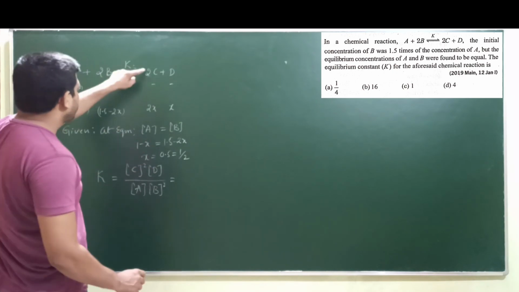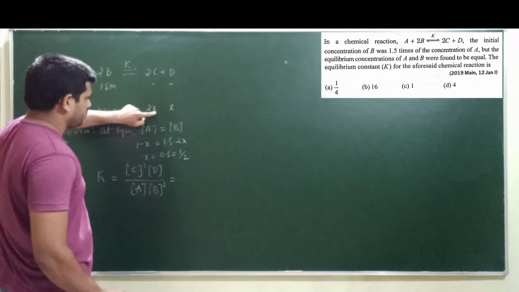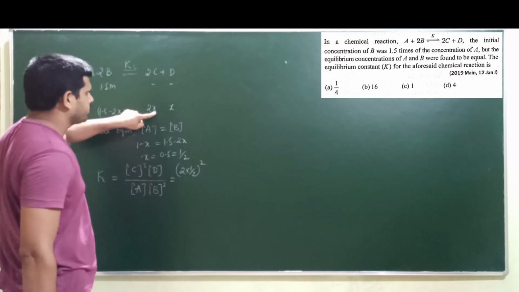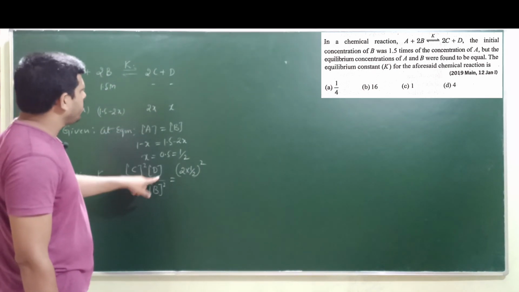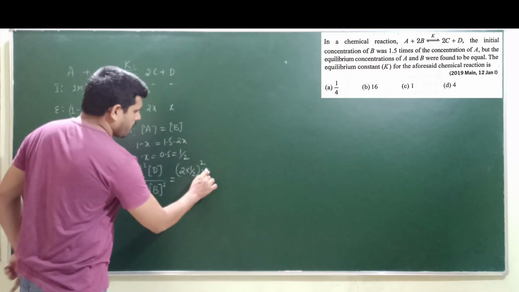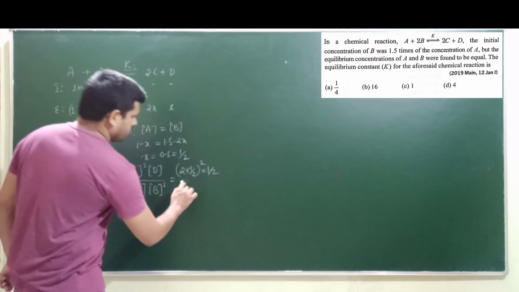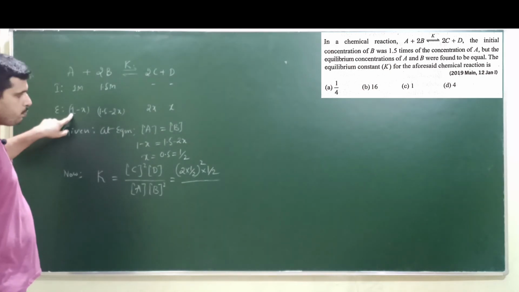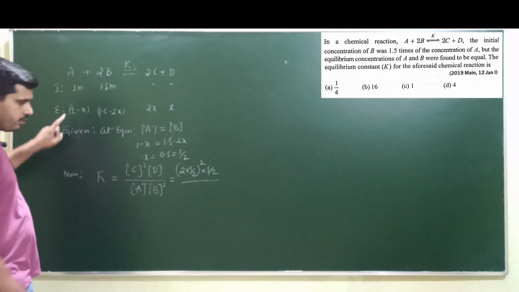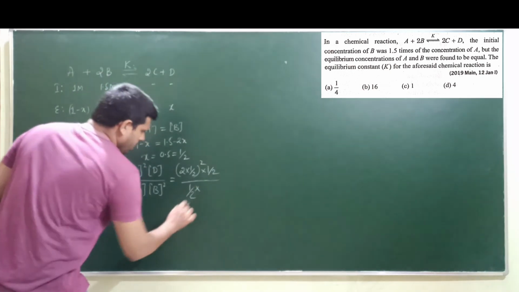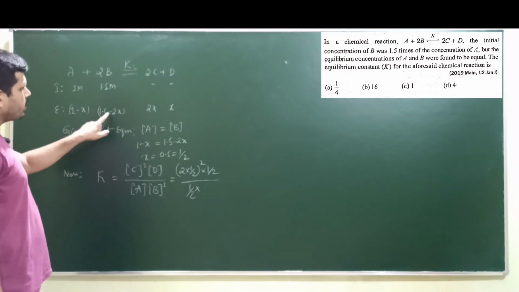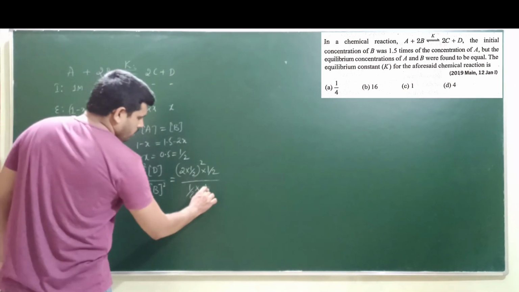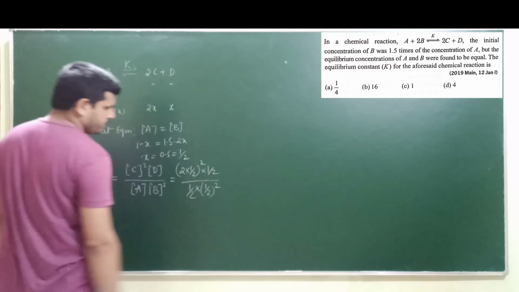C square will be 2 into 1 by 2 the power 2. Concentration of D is X. X is nothing but 1 by 2. Am I right? Whole divided by the concentration of A, which is 1 minus 0.5, which is 0.5. So I'll write 1 by 2 into B, which is 1.5 minus 2 into half, is 1. So 0.5 again. So 1 by 2 the power 2.